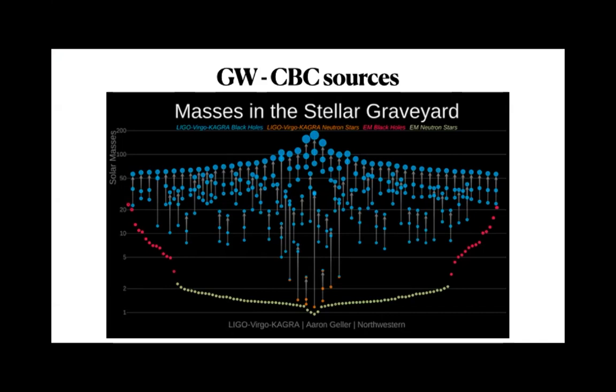These points here and the ones here at the bottom, these are from electromagnetic observations of black holes and neutron stars. And the orange ones, as you can see, the population of neutron stars, the binary neutron stars, is much smaller than the ones from this.